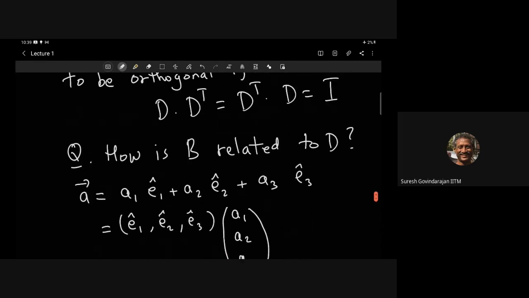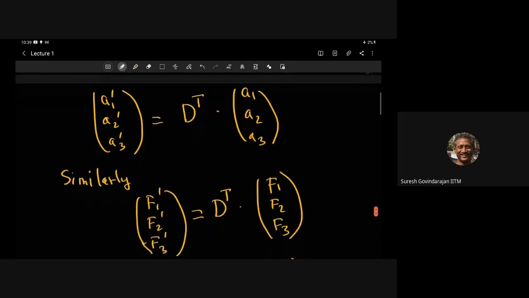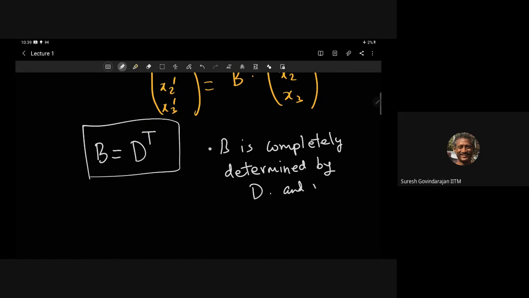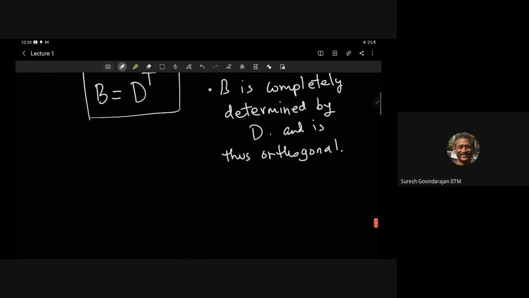So far, what have we used? We have only used the property that these are orthonormal matrices. So we got that D should be an orthogonal matrix. So B is completely determined. They're not independent of each other, and it's thus orthogonal. So your exercise is to check that if D is orthogonal, D transpose is also orthogonal.